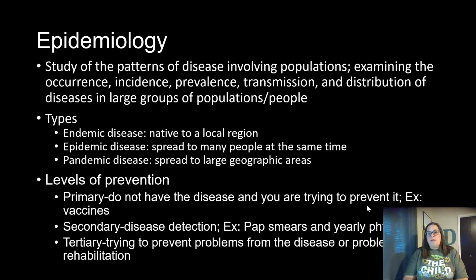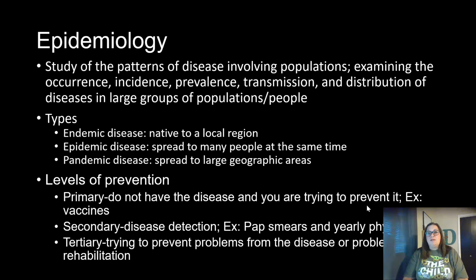We also see epidemic diseases. They spread to many people at the same time. Then we can take it a step further and look at pandemic diseases, where they spread to large geographic areas. It explodes. It spreads very quickly. Diseases nowadays can spread super quickly because of access to travel. People can hop on a plane and travel almost anywhere they want to go. Because of that, diseases can be transmitted very quickly from one place to the next.